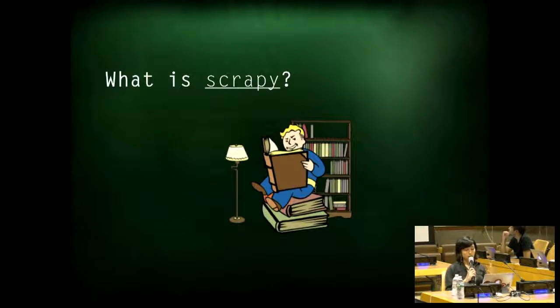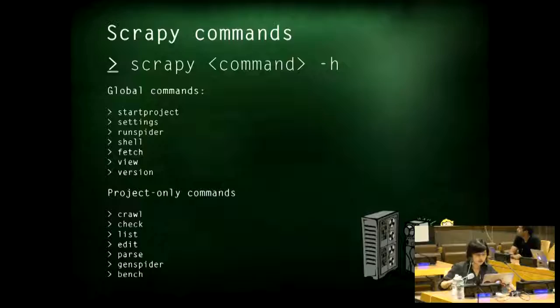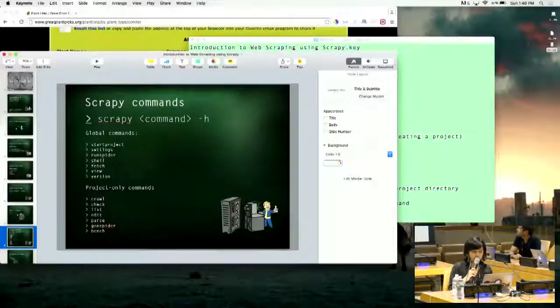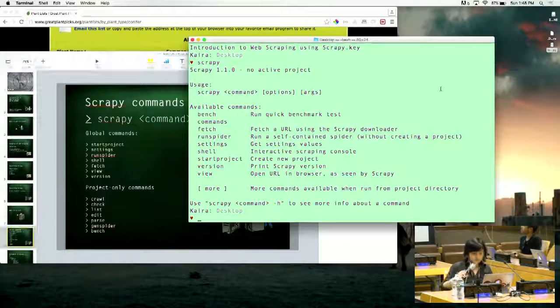So before we get to scraping, what exactly is Scrapy? Verbatim, word for word from the Scrapy documentation, because I guess they worded it pretty well: Scrapy is an application framework for crawling websites and extracting structured data, which can be used for a wide range of useful applications, like data mining, information processing, or historical archival. You can find out more at scrapy.org. And if you want to see a list of global commands that Scrapy has, you can type this in your terminal.